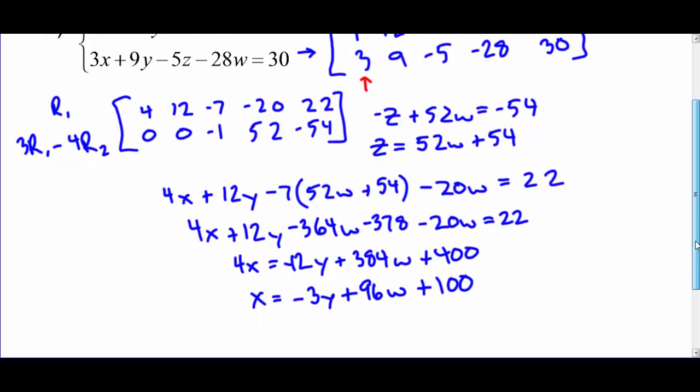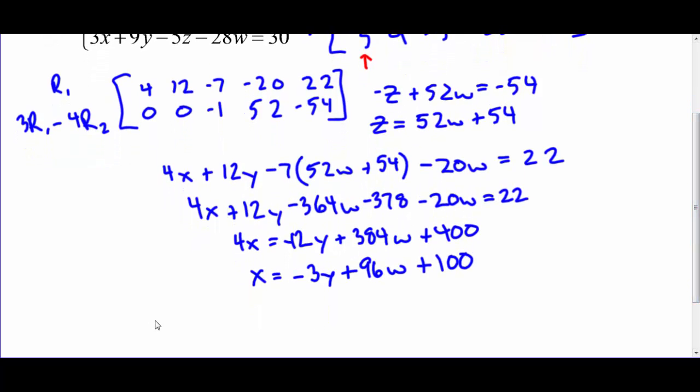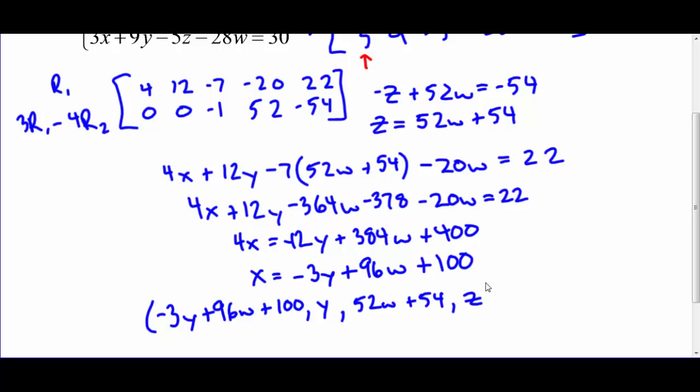I know this problem's a little weird, but we're actually there. We've got our answer. It looks like this. Our x value is negative 3y plus 96w plus 100. So you notice we had 2 variables that we were working on there. Our y value is just simply y. That's one of the variables we're using. It's y and w. Our z value we found up here, 52w plus 54. And then finally, w is w.